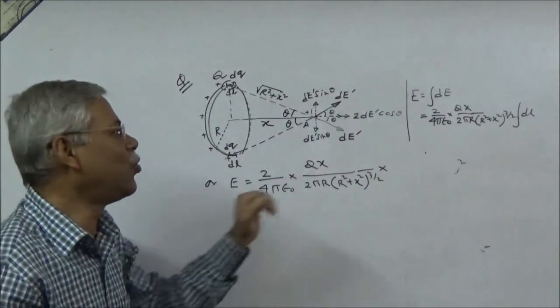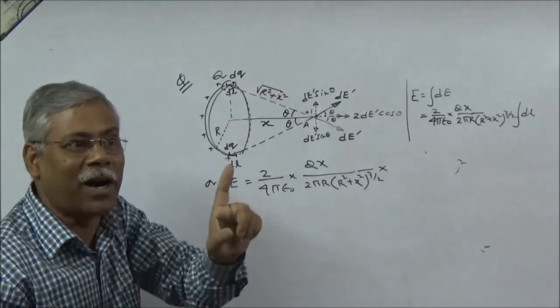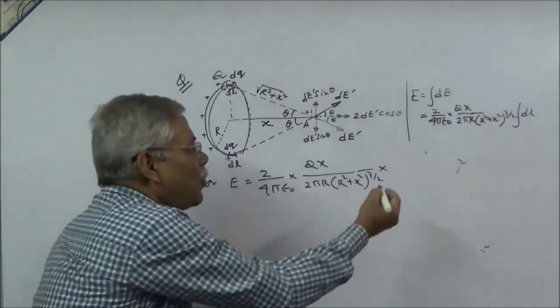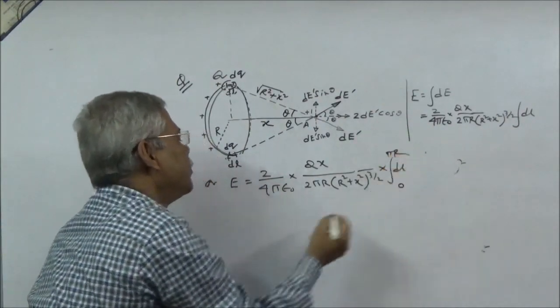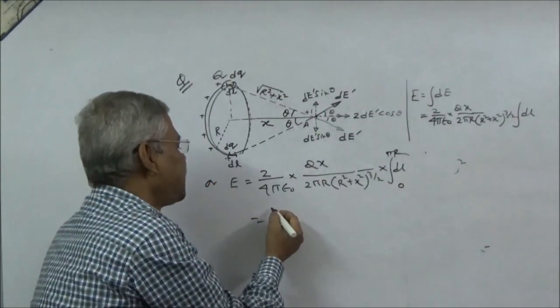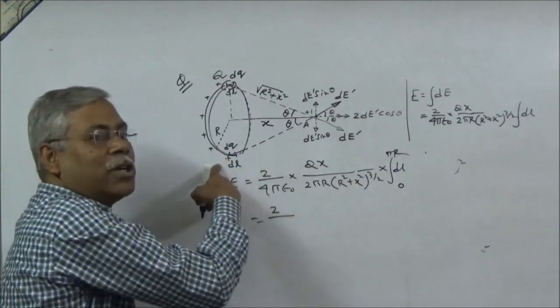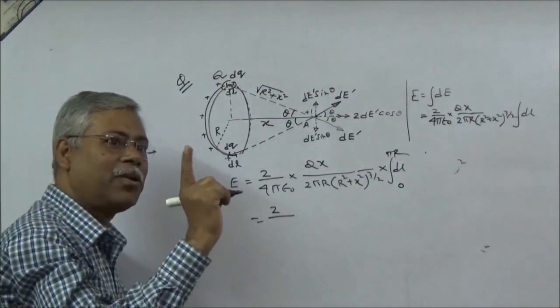Okay? So what will be the limit of dl? 0 to pi r, not 0 to 2 pi r. Okay? So 0 to pi r. Do not forget this. Whenever I use counterpart method, you will use in the limit half only, half. Okay?